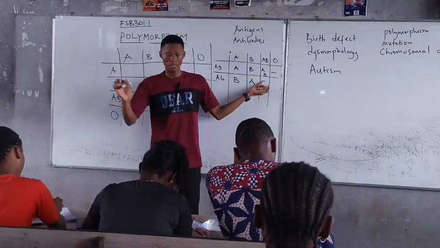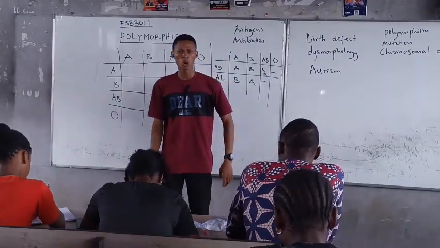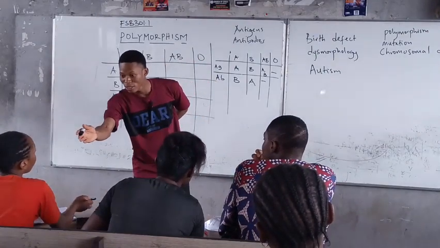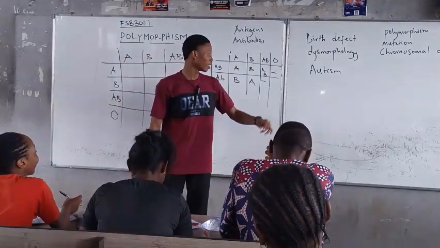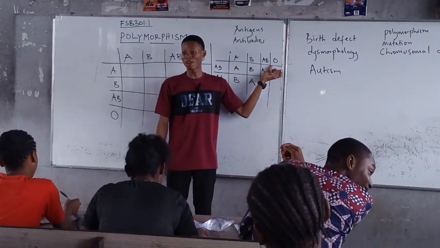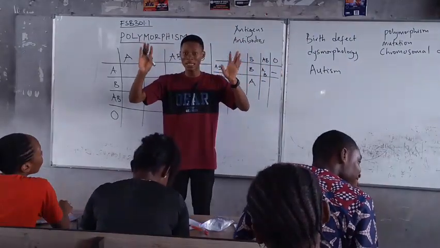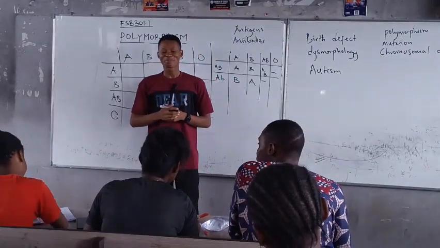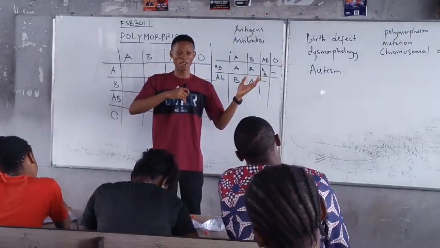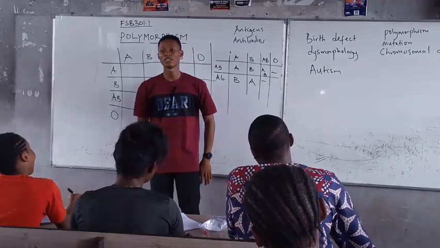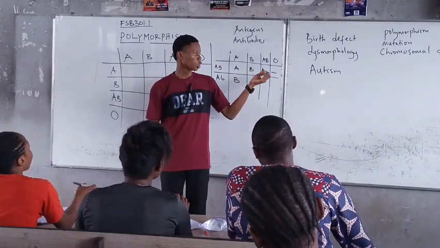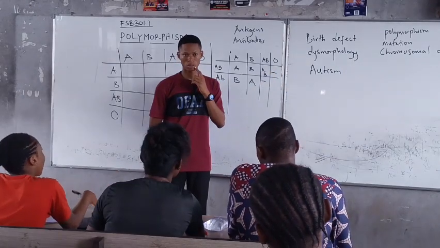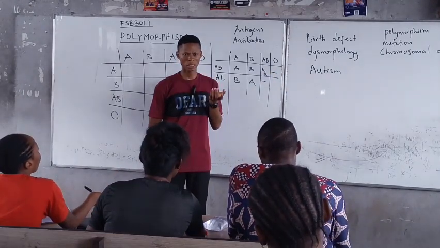Do we understand here? Now, somebody of blood group O, what antigen does that person have? No antigen, right? Good. No antigen. But what antibody can this person have? Look at it again. No antigen here, right? What antibody can this person have? Why?